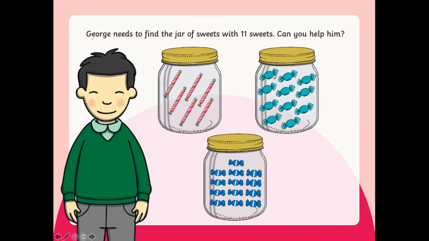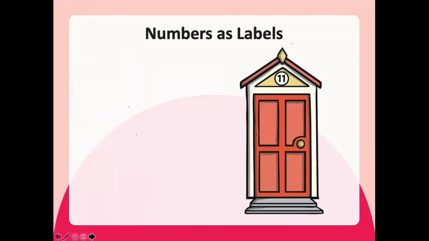Now let's look at this one. 1, 2, 3, 4, 5, 6, 7, 8, 9, 10, 11, guys. Well done. We found the jar that has 11 sweets in it. And it's this jar. Well done. Let's count again to make sure. 1, 2, 3, 4, 5, 6, 7, 8, 9, 10, 11. Great job, guys.